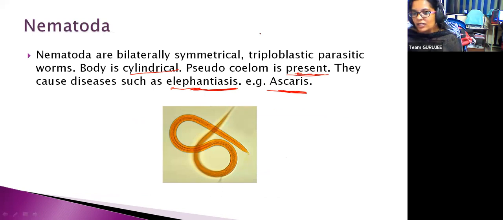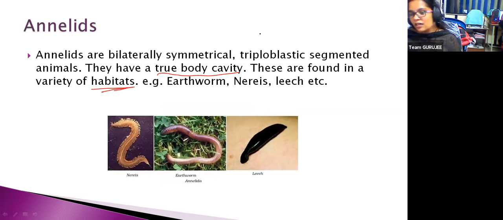Next, nematode. It has no true coelom. Pseudocoelom is present. The body is cylindrical and it is bilaterally symmetrical. The group of these nematodes will cause elephantiasis. Example, ascaris. Next, annelids. Annelids, example, leech, earthworm. They have a true body cavity inside.